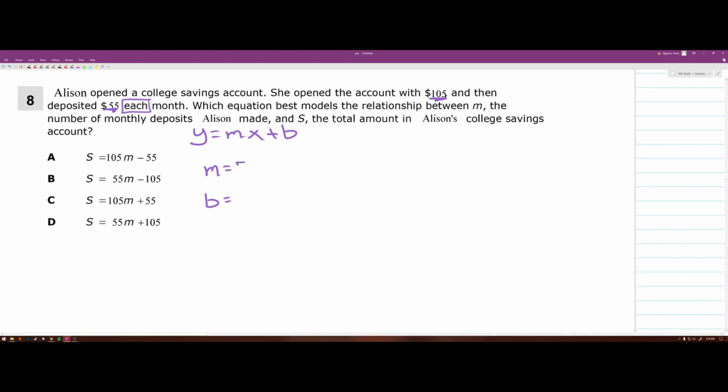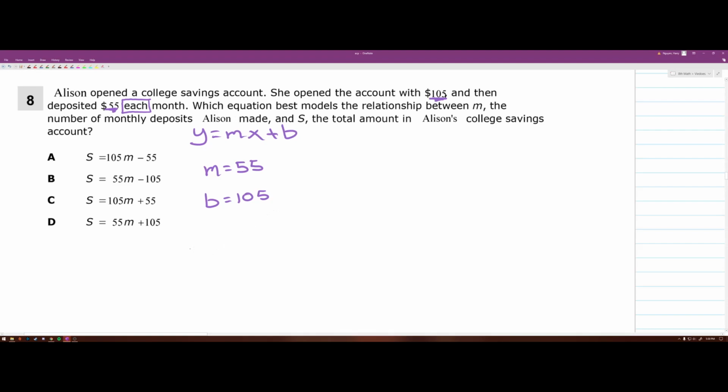So in this case, I'm going to put 55 here. And that automatically means the other number, 105, has to be our B. And also, if we think about it, I always said B is our starting point. And when she opens an account, she's starting with that much money. So that looks good. Now we got to rewrite our equation.